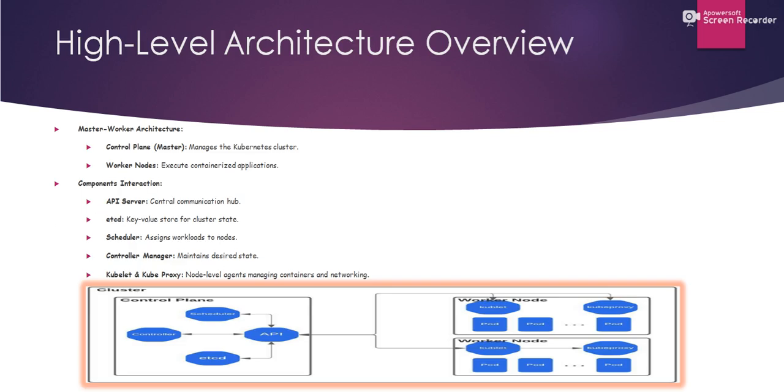Kubernetes operates on a master-worker architecture. The control plane, or master, is responsible for managing the overall cluster state and making scheduling decisions. Worker nodes handle the actual execution of containerized workloads. Communication happens through the API server, with each component working together to ensure reliability and scalability.